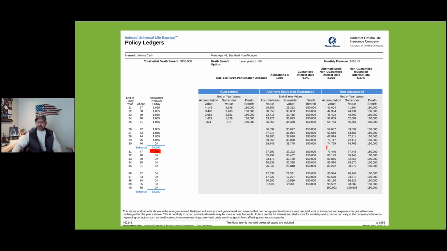Okay, look at the cash accumulation. $74,768. That's $20,000 more than they put into the policy. So they got $74,000 of accumulation value that they then can start taking lifetime income withdrawals from. But guess what, Michael? They still have $150,000 of life insurance. That is huge. So it's not that you're trading one for the other, it's both.